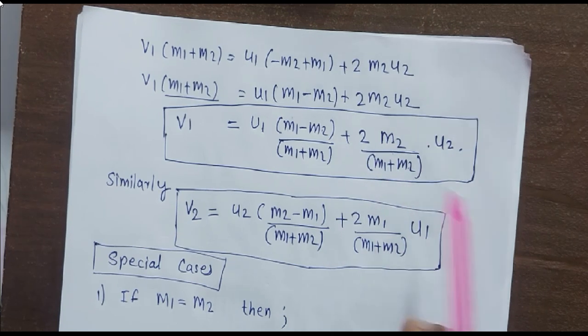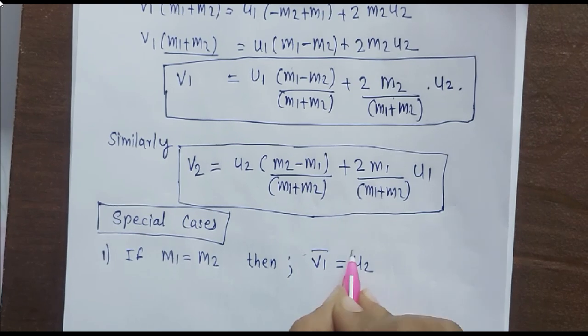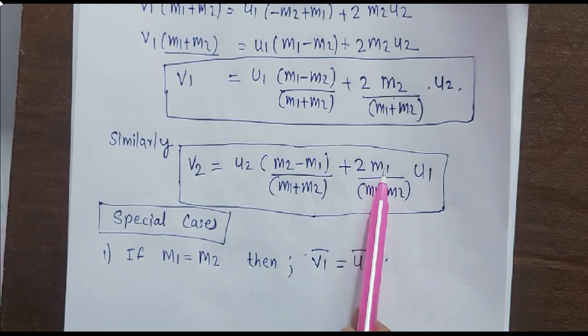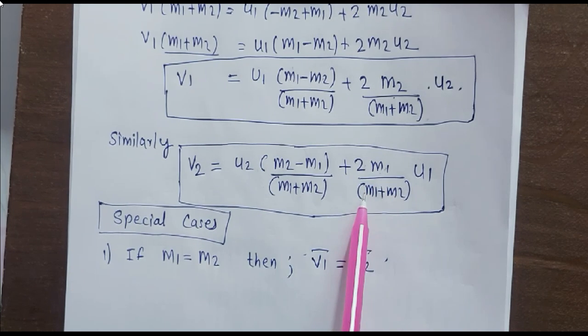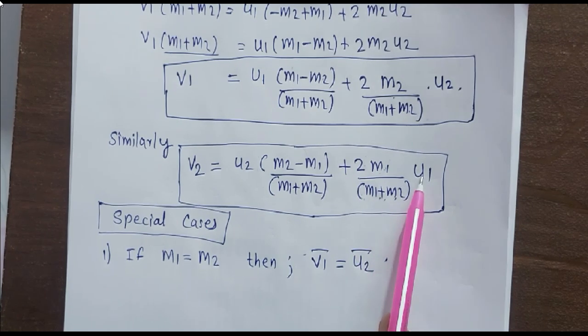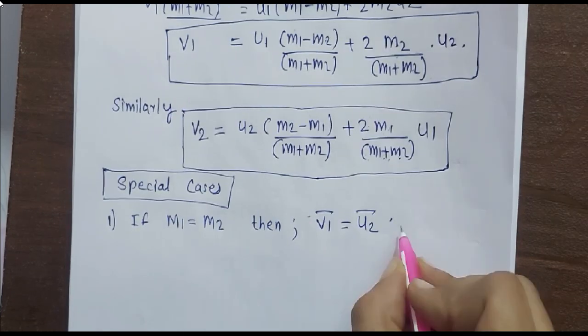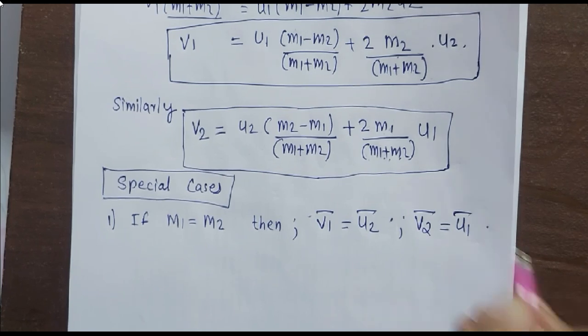Substitute in this equation, we will get v1 is equal to u2 bar. Similarly, since this is a 0 term, 2 times m1, in place of m1 we will substitute m2, so 2 times m2 upon m2 plus m2 means 2 times m2, 2m2 and 2m2 will cancel, so we will be remaining with the u1 term, that is v2 bar is equal to u1 bar.